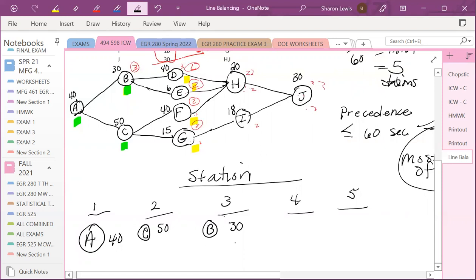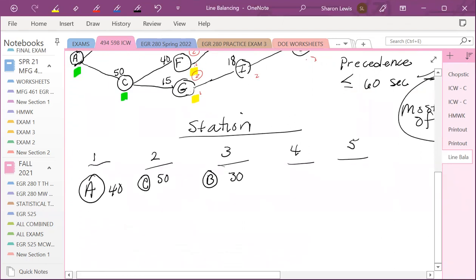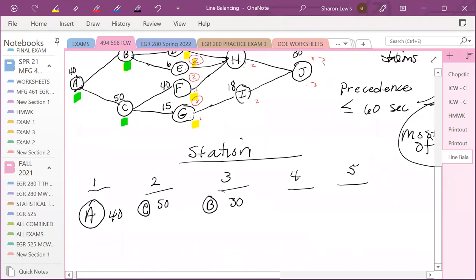So I could put E there. Let's see what else would fit. Does F fit? No, F can't go in there. Can G go in there? Yes. So actually, E and G, which were tied for most number of followers, both of those can go in there.